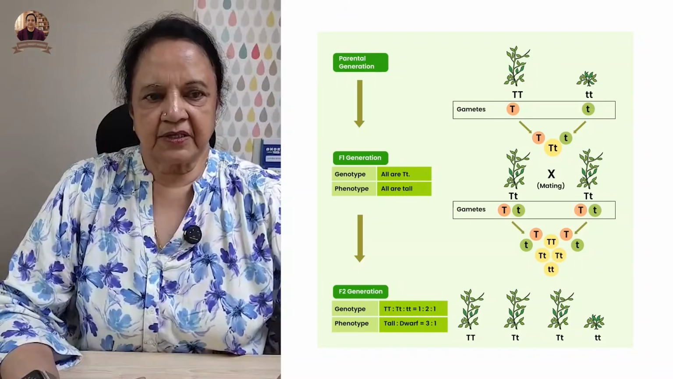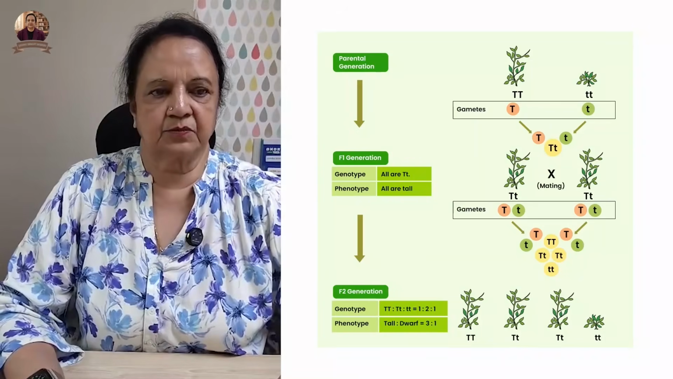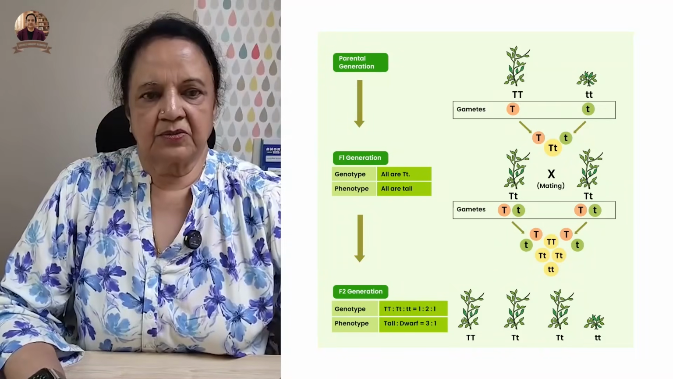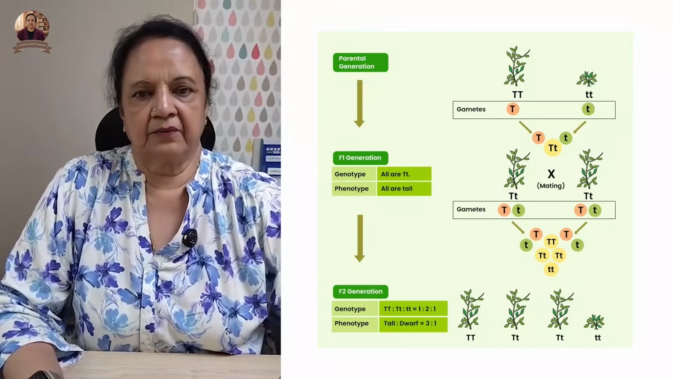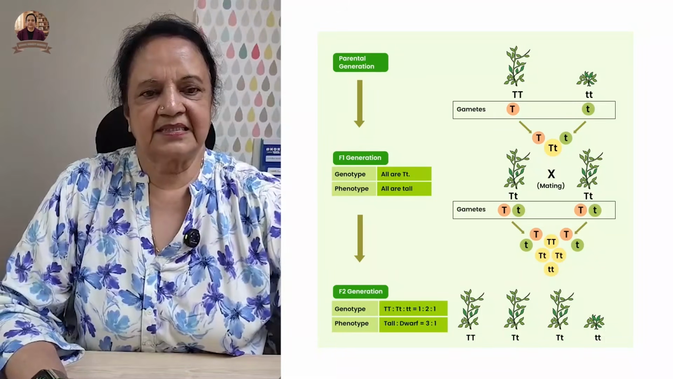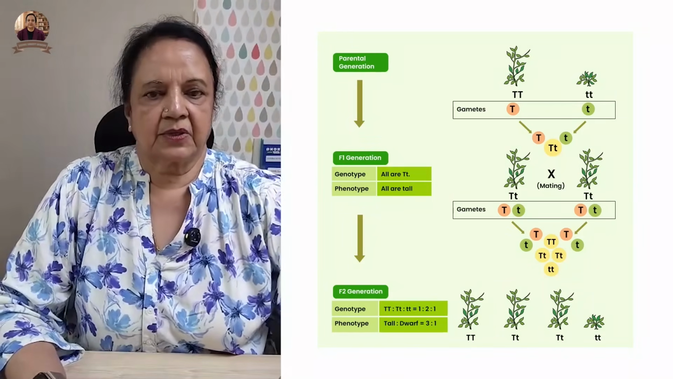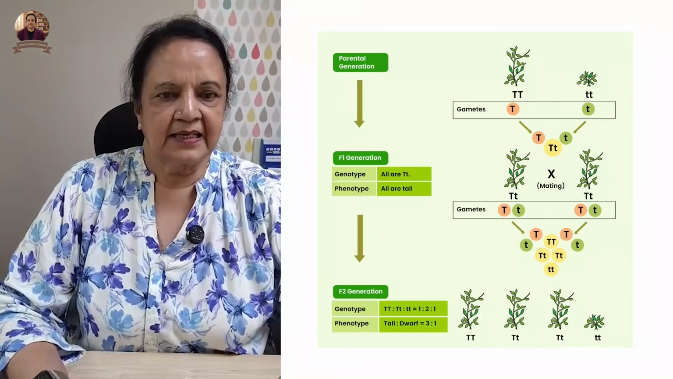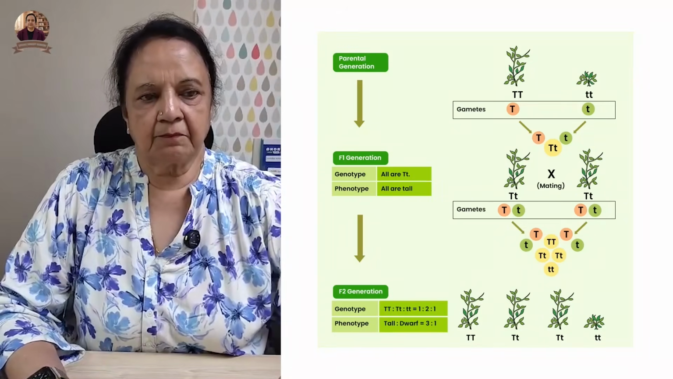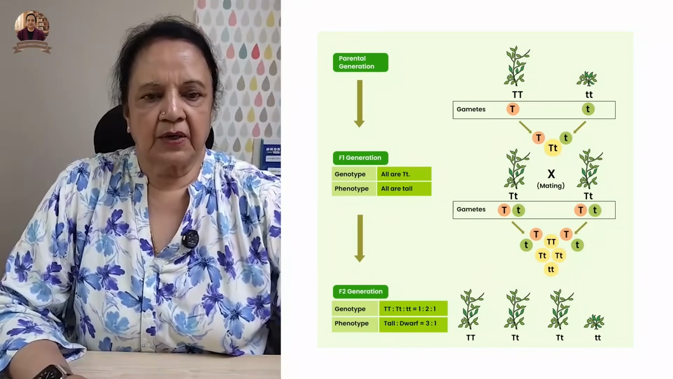The F1 generation is all tall because they are heterozygous, capital T small t, because capital T is dominant over the small t dwarf. So all the plants obtained were tall. Now, in the next generation, when they are self-pollinated, that is capital T small t crossed with capital T small t, the alleles segregate during gamete formation. Each F1 plant produces two types of gametes, that is capital T and small t.